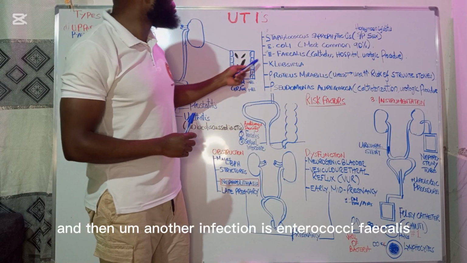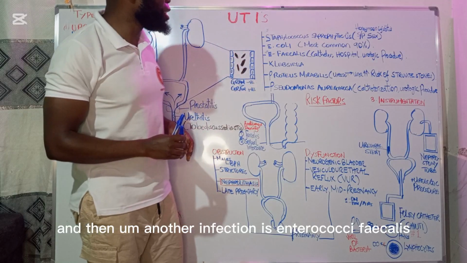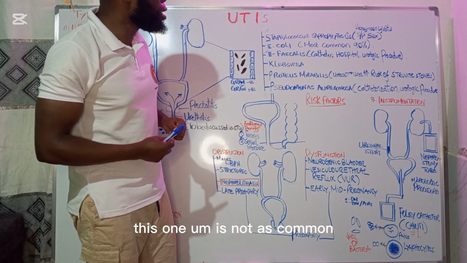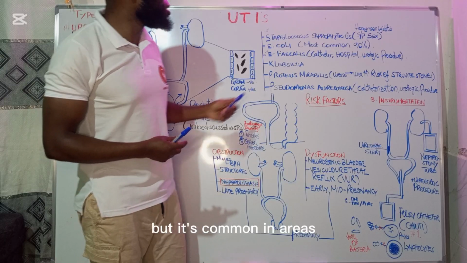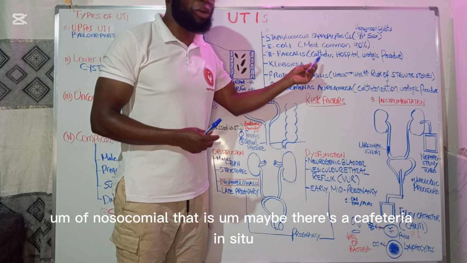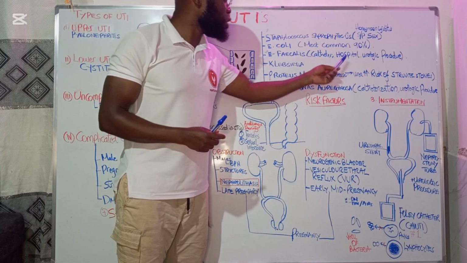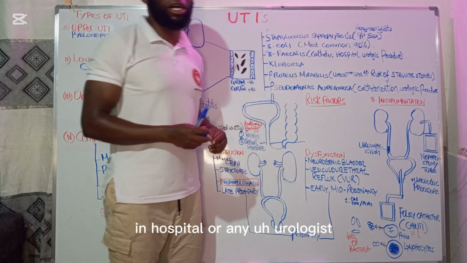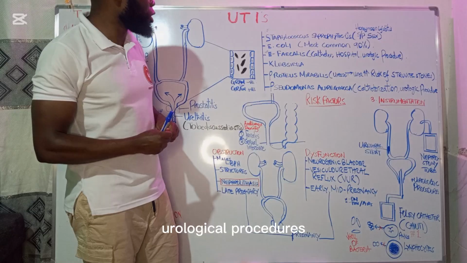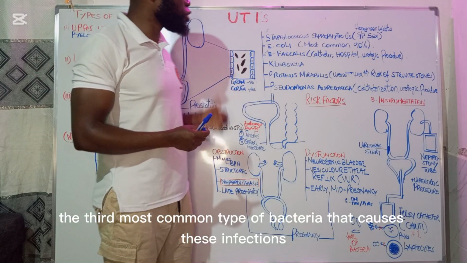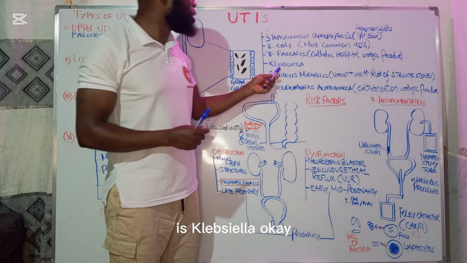And then another infection is Enterococcus faecalis. This one is not as common, but it's common in nosocomial settings. That is, maybe there's a catheter in situ in hospital or any urologic procedures. The third most common type of bacteria that causes these infections is Klebsiella.